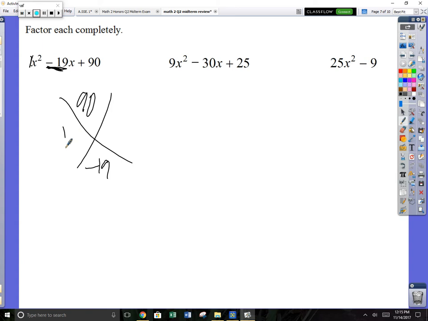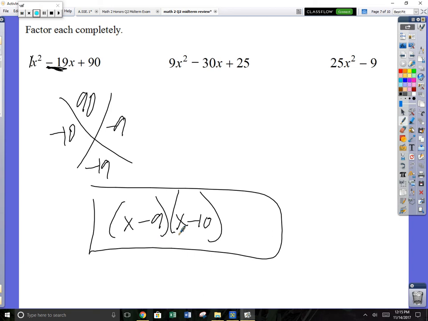And we're going to choose the 10 and the 9, and they've got to times and give a positive 90, but they've got to add and create a negative 19, so they're both going to be negative. And it's going to look like x minus 9, x minus 10. The order doesn't matter, the signs matter. They both have to be negative. So if you're second guessing yourself, times them through and see if that matches up.